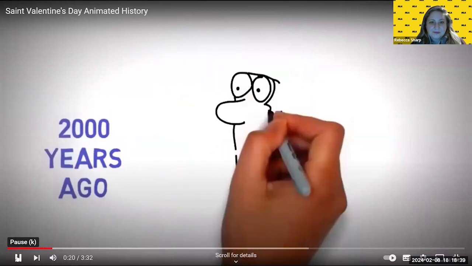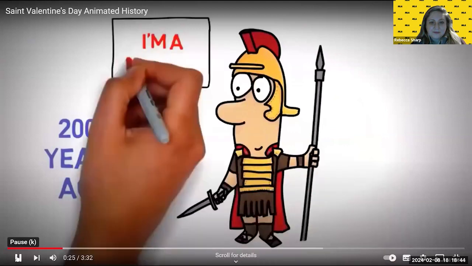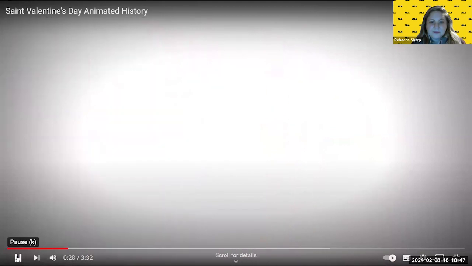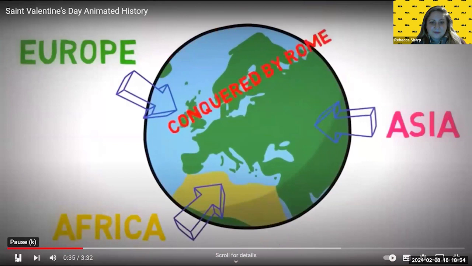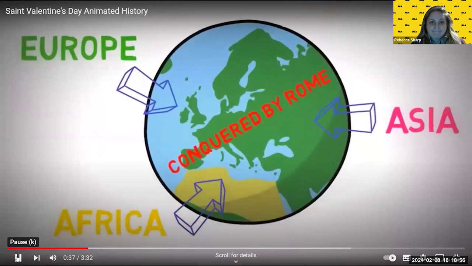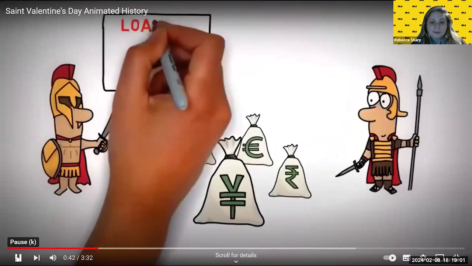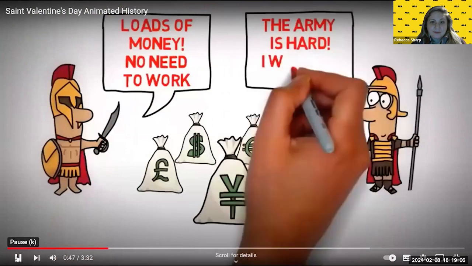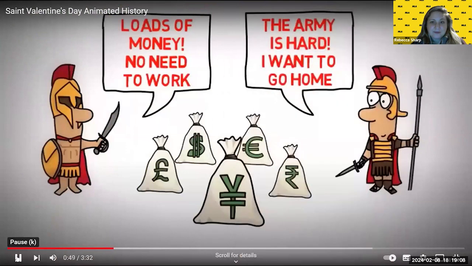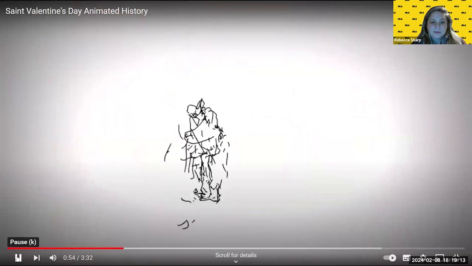2,000 years ago, the most powerful army in the world belonged to the Romans. The Romans were so strong that they conquered almost all of Europe and parts of Asia and Africa. But then they began to grow very rich and a little bit lazy. Life in the army was harsh, and many of the soldiers longed for the comforts of home. They wanted to get married and set up families.